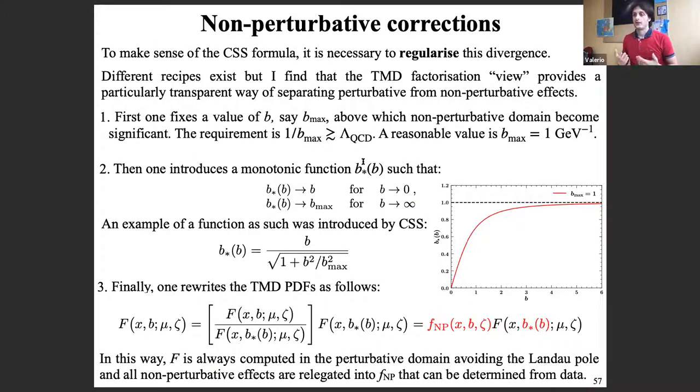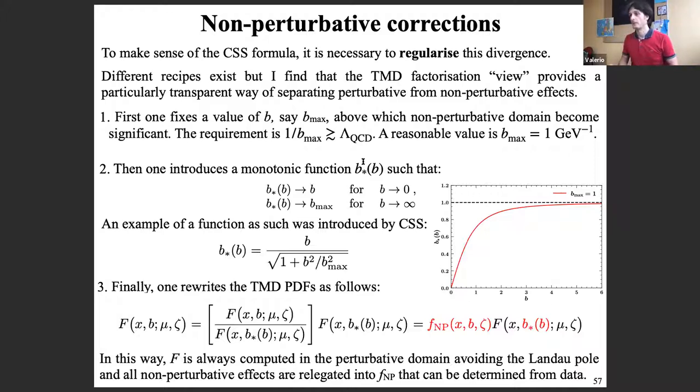Now we need to find a way to regularize this divergence. There are different recipes on the market, also depending on the formalism used for the calculation, whether it's done in impact parameter space or in direct space. But I find that the TMD factorization provides a particularly transparent way of separating perturbative effects from the non-perturbative ones. Let me explain very briefly how the procedure works to perform this isolation.